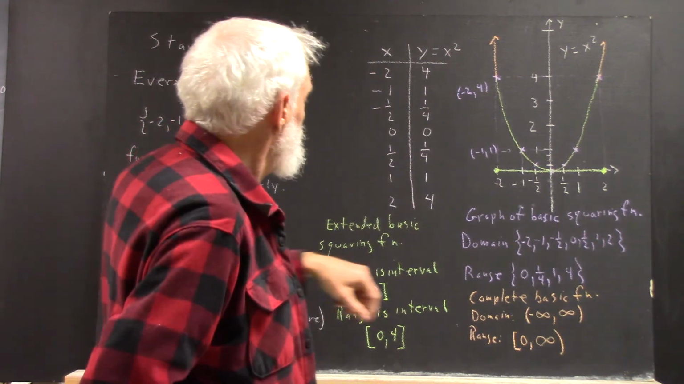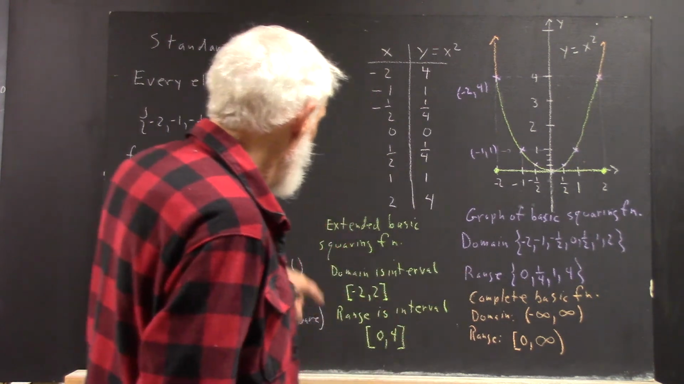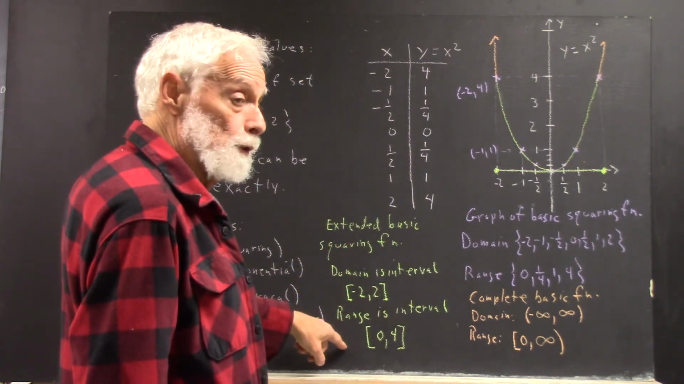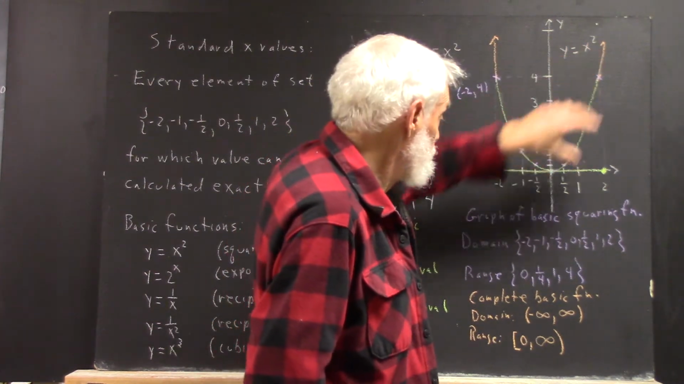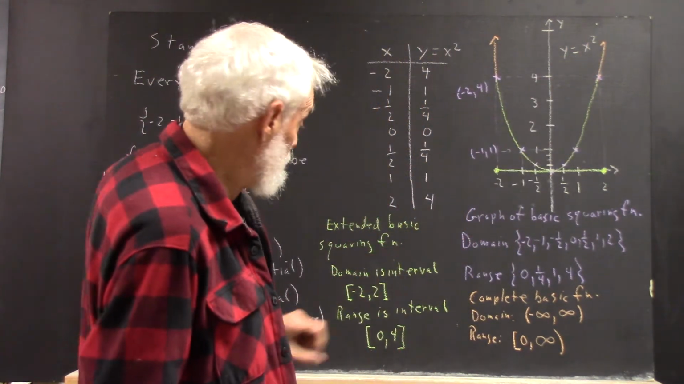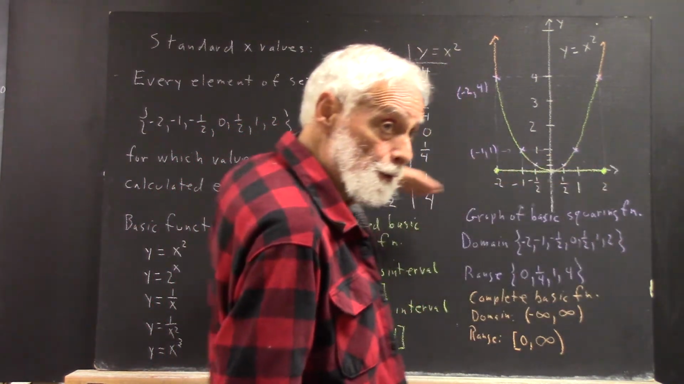Okay, so now we see that we have the basic squaring function. We have its domain and range. We have the extended basic squaring function, which fills in the curve between the discrete points that we have for the basic squaring function. And we have the complete basic function that just extends to all possible x values.